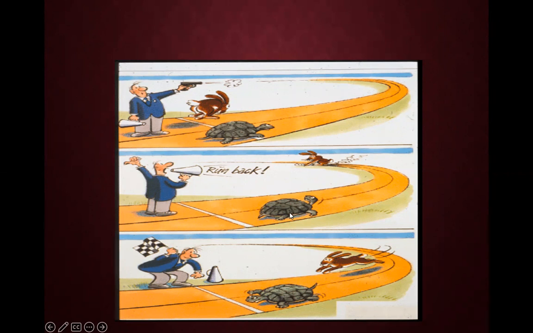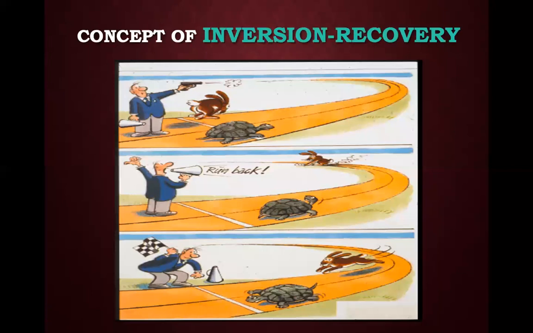Suddenly, in between, the turtle is still here, and we are immediately going to tell, no, the rules have changed. You need to run backwards. All of a sudden, the rabbit is the one that is going to win. This is the concept of inversion recovery.